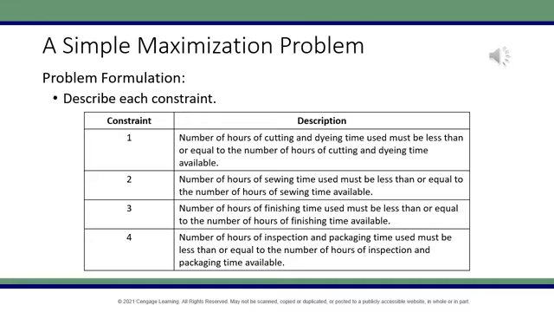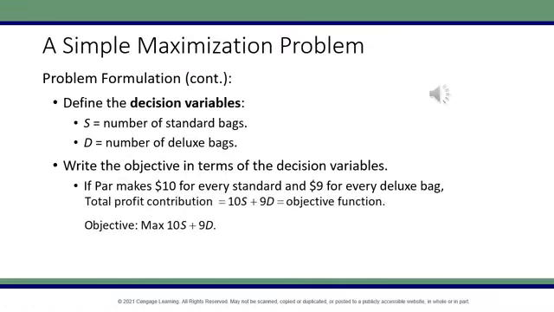Now, let's examine each constraint in our Par Incorporated problem. We have 4 main constraints. First constraint: the number of hours of cutting and dyeing time used must be less than or equal to the available hours. Second constraint: the number of hours of sewing time used must be less than or equal to the available hours. Third constraint: the number of hours of finishing time used must be less than or equal to the available hours. Fourth constraint: the number of hours of inspection and packaging time used must be less than or equal to the available hours.